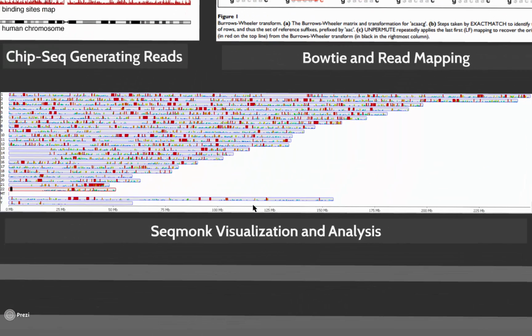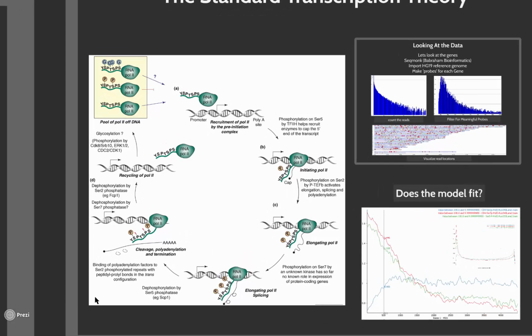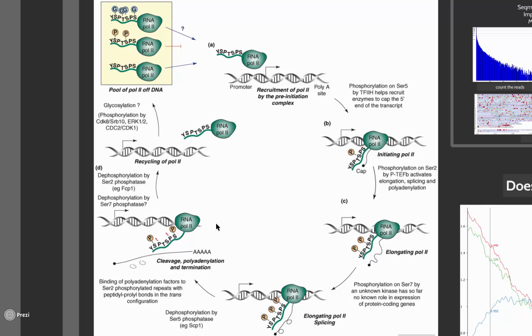I used the ChIP-Seq application, which is written in Java and is open source, to do all my visualization and analysis. I also wrote my own code for implementing natural language processing and some clustering algorithms, which we'll get into in a bit. The data set that I worked with was RNA polymerase II and various modifications of RNA polymerase II. Just go over the standard transcription theory real quick. We won't go into the details.